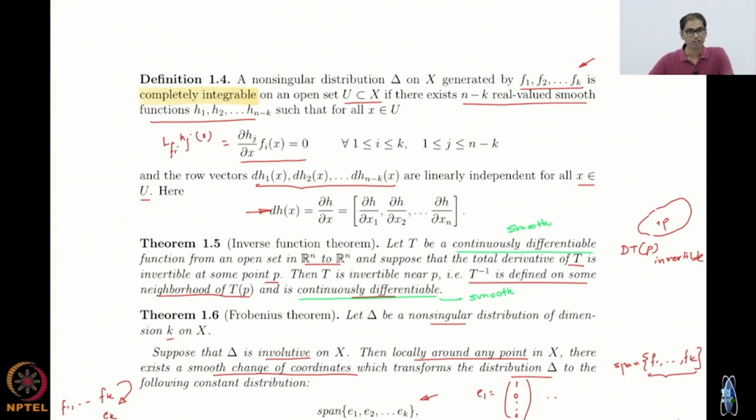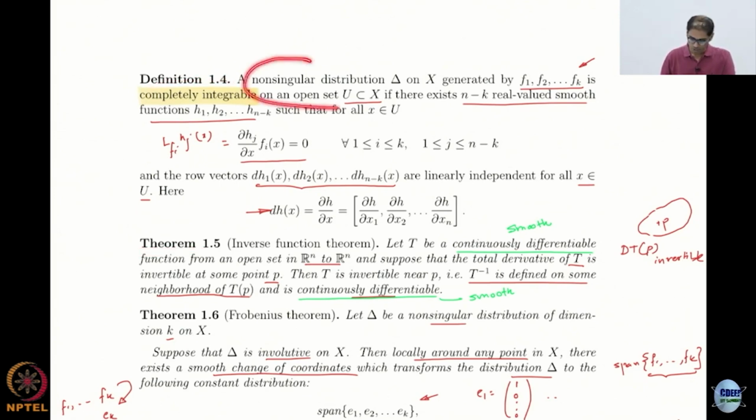So that is the question we are trying to answer. The Frobenius theorem is what lets you answer that question. That is why we are moving towards the Frobenius theorem, alright. So we make a couple more, one definition and one theorem, right.